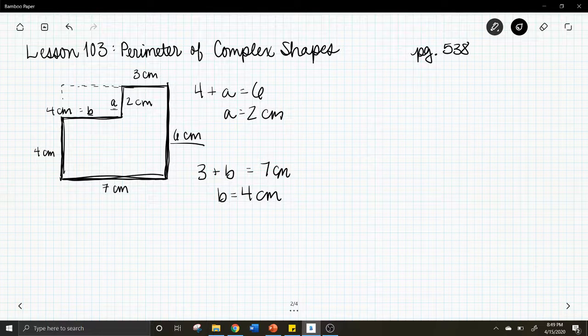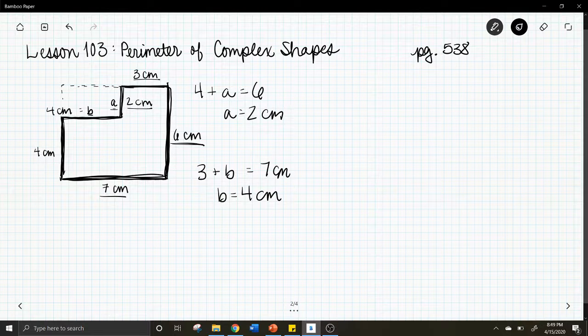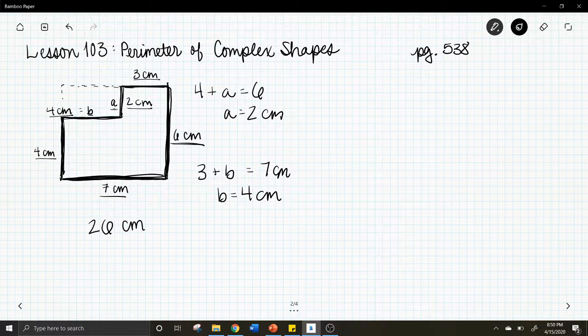Now the question is, what is the perimeter? So remember, perimeter is the distance around an object. So we're going to add up the lengths of all of the sides here. So we'll do 7 plus 6 plus 3 plus 2 plus 4 plus 4. So go around the shape and add up all of your lengths, and you would get 26 centimeters. 26 centimeters.